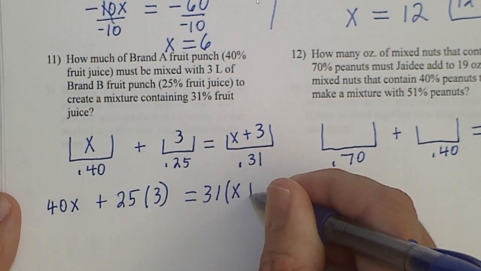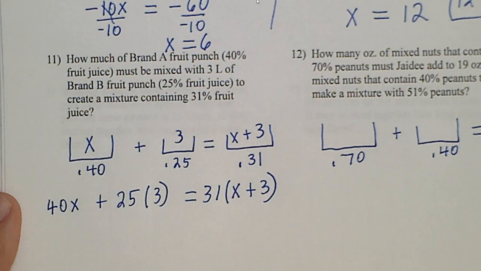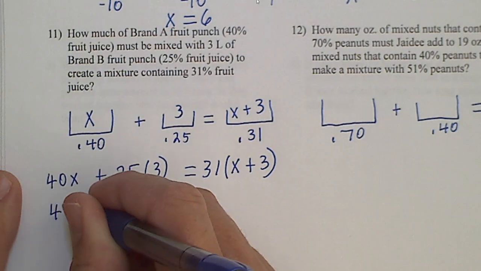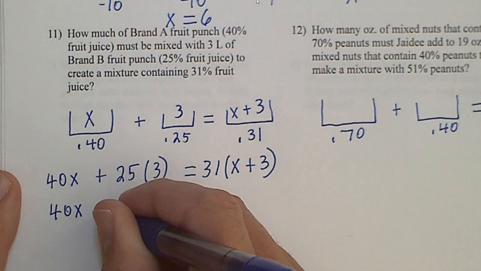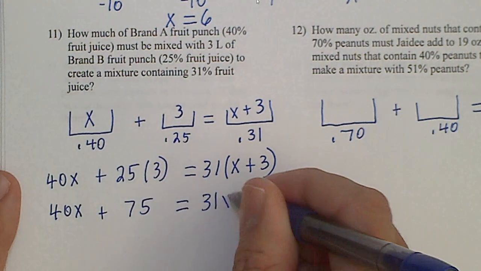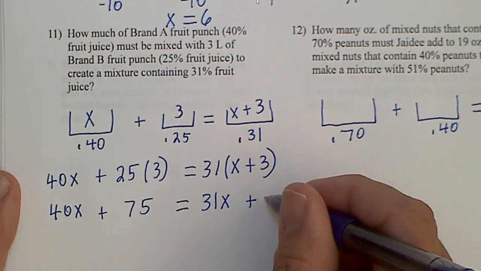Okay, so there's my equation set up there. All right, let's clean it up. So let's see, we multiply 25 times 3, I believe, is 75. And then distribute the 31. We get 31x plus, I believe, 93.